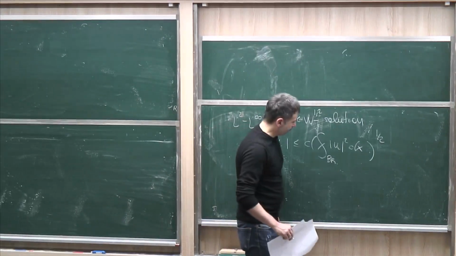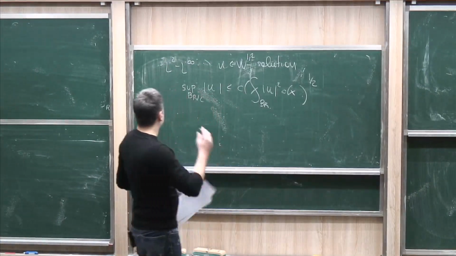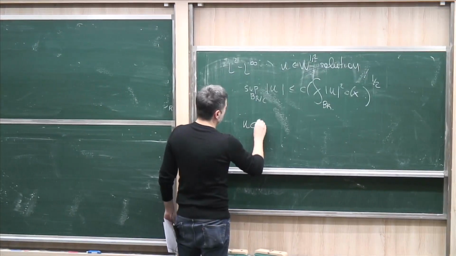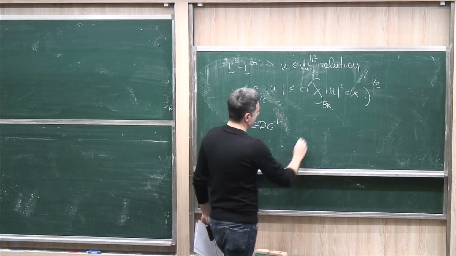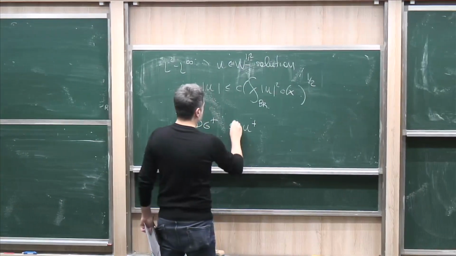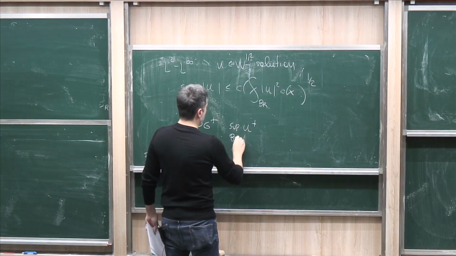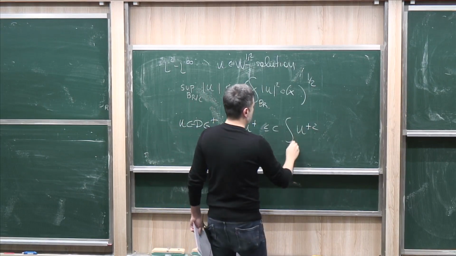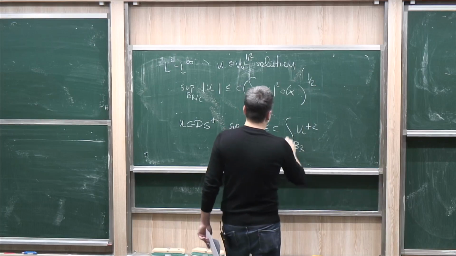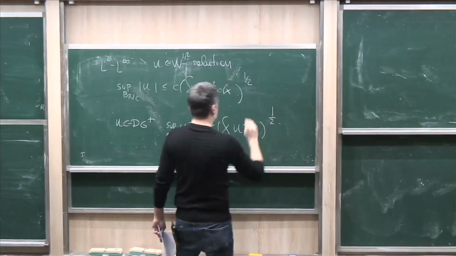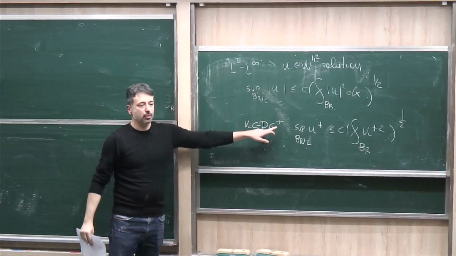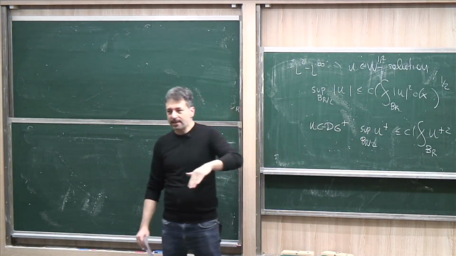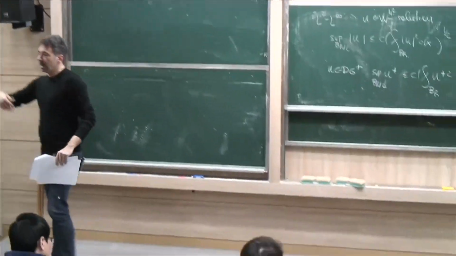Okay. In particular, let me prove that if U belongs to DG plus, then this extends to the sup of BR over 2 plus BR over 2. So this is a version that is cooked up for DG plus. The same thing holds for DG minus, DG plus DG minus, then bounds what you get.